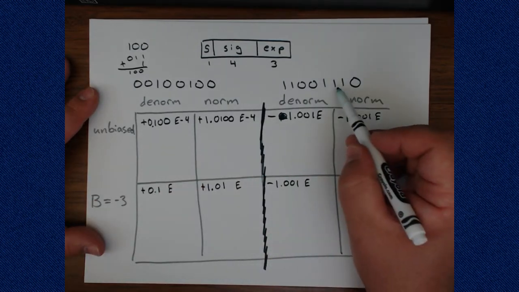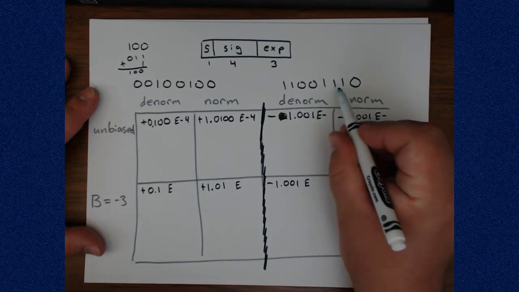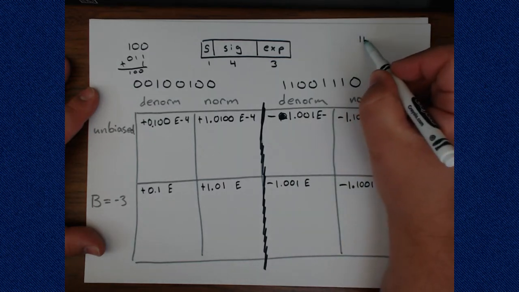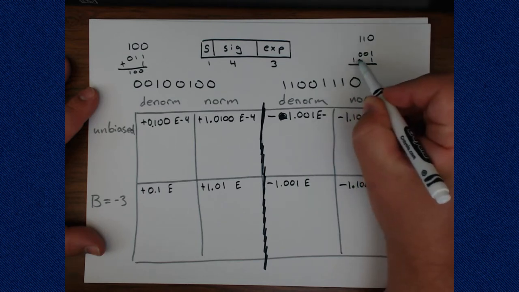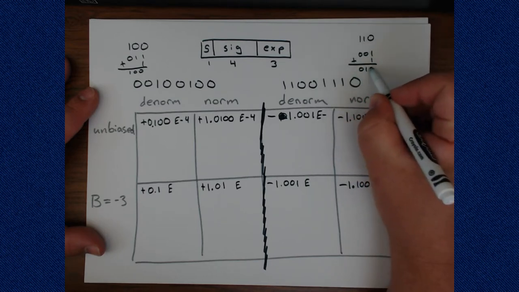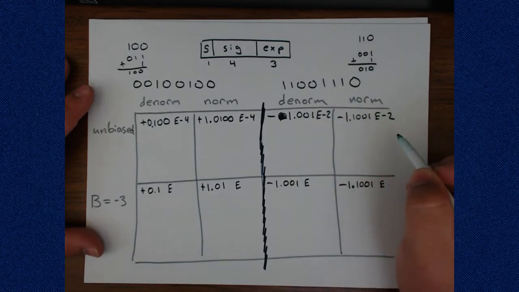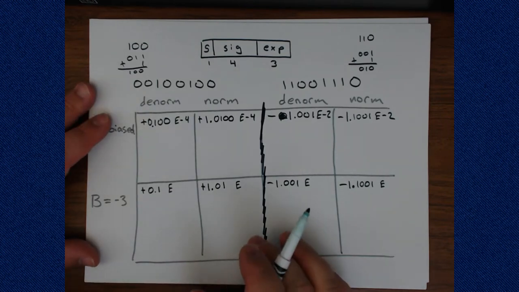Let's do unbiased for this side. The bit pattern is 1, 1, 0, so we know also that these are negative because the sign bit of those 3 bits is negative. But we have to figure out the magnitude, so we flip all the bits, 0, 0, 1. We add 1 to that, and we'll get 0, 1, 0, or 2. So -2.